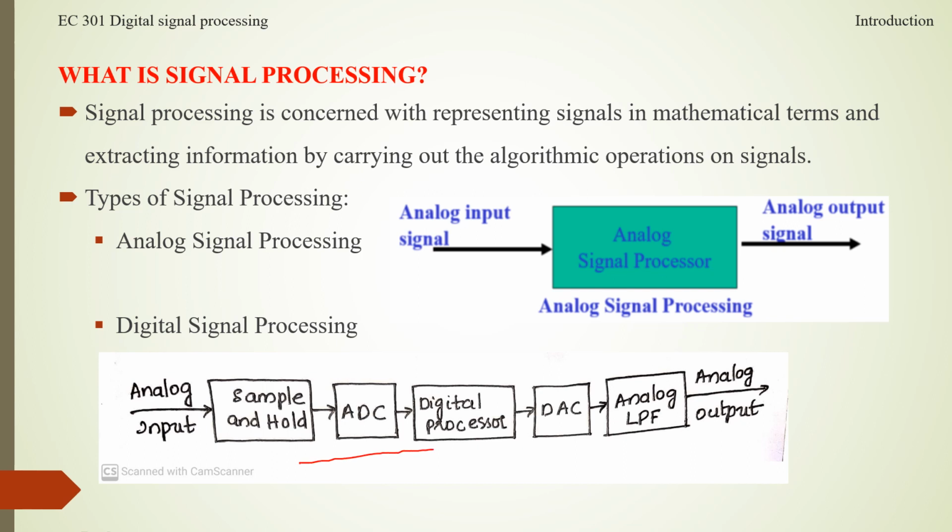Here you can see a DSP system. Here is analog input. It is given to a sample and hold circuit, which samples the data and holds it for some time so that it can be converted to a digital form, because conversion from analog to digital requires time, and during that time the signal must be held constant.